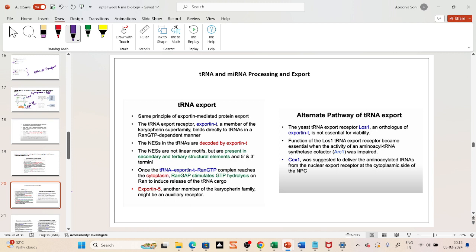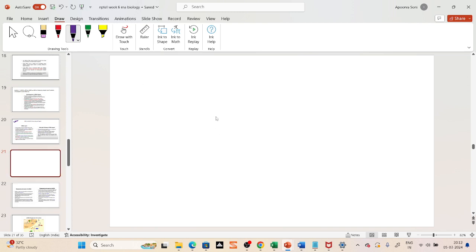So how it happens is that this exportin T RAN GTP whole complex would be formed. This whole complex will reach the cytoplasm, and as I told you, here RAN GAP will stimulate the GTP hydrolysis, and this GTP would be removed, and then this tRNA would be exported. I'm just explaining you one transport mechanism, and then you can understand all by yourself because all are similar.